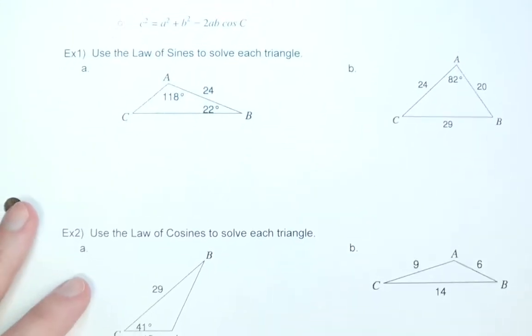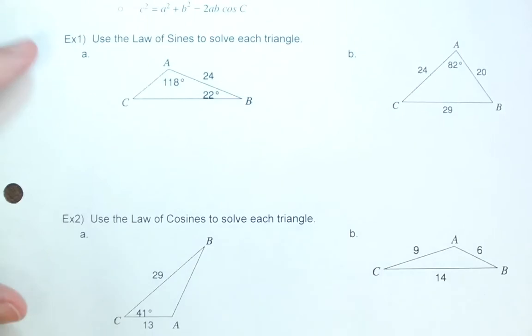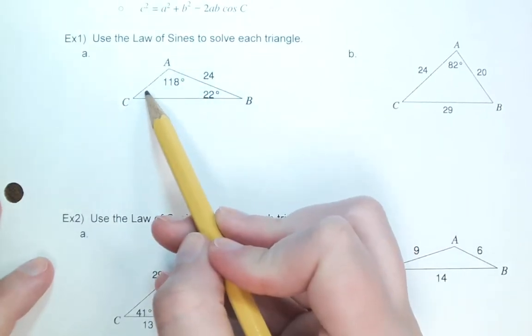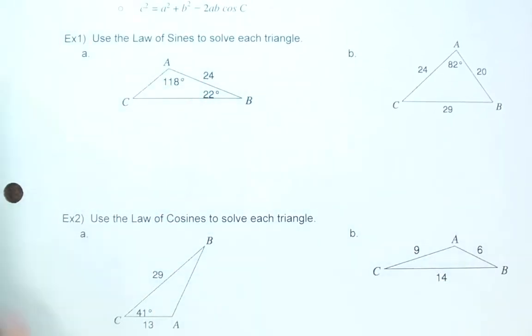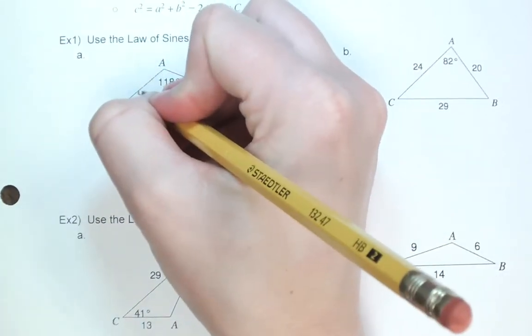So example 1, we're using the law of sines to solve this triangle. Solve the triangle means find all the missing sides and angles. The first thing we need to do on this particular triangle, since we don't have any of the side opposite of the angle, is find what this angle is. If we use the fact that a triangle is 180 degrees, 180 minus 118 minus 22, this is a 40-degree angle.